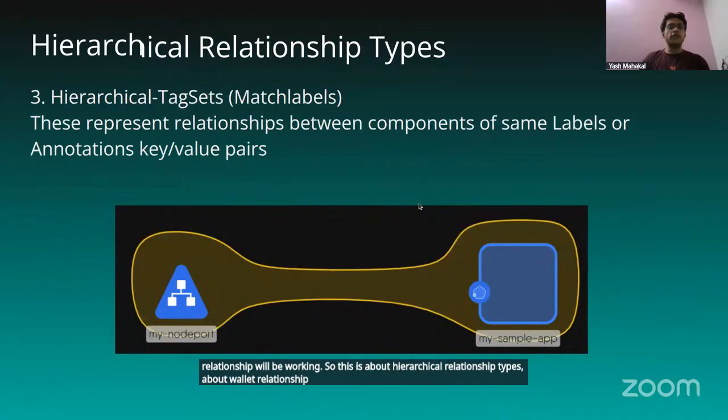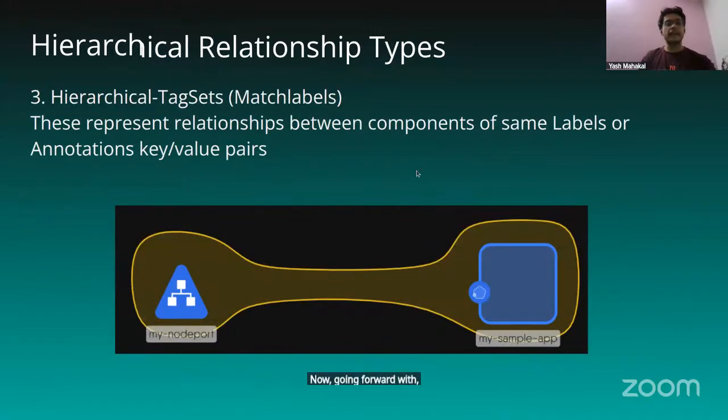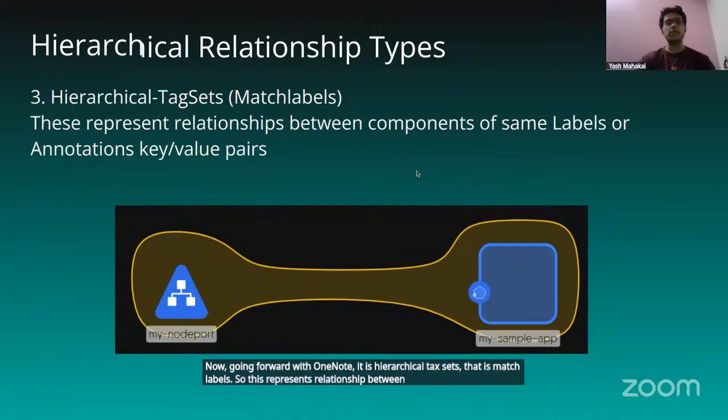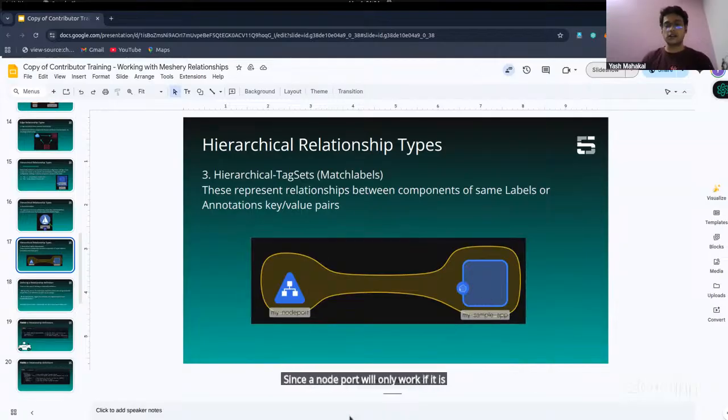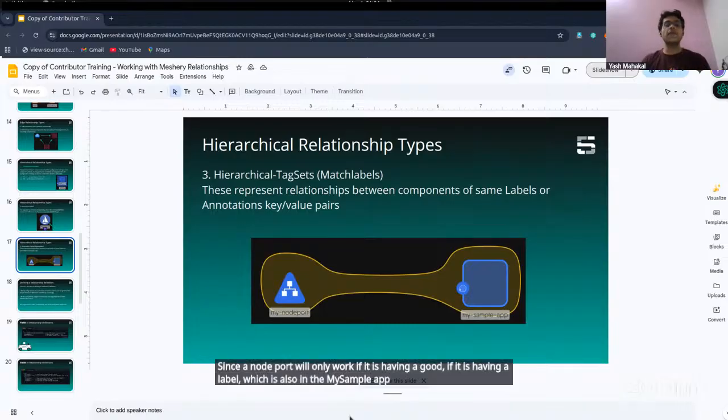Now going forward with one more, it is hierarchical tag sets, that is match labels. This represents a relationship between components with the same labels or annotations, key-value pairs. It is something for design purposes, like you can show the relationship between a node port and a sample app. A node port will only work if it has a label which is also in my sample app. So that's why we have given it as a hierarchical relationship type.